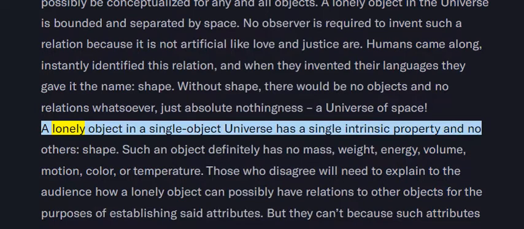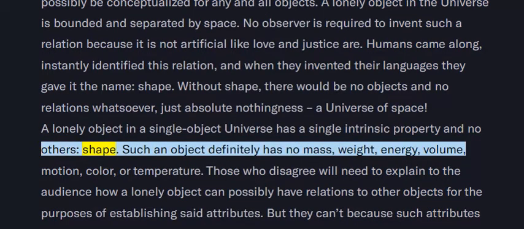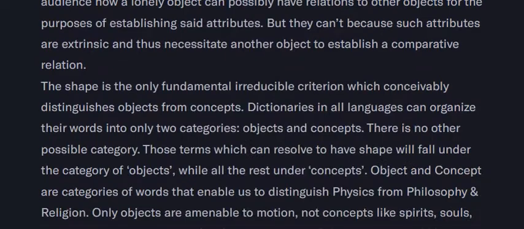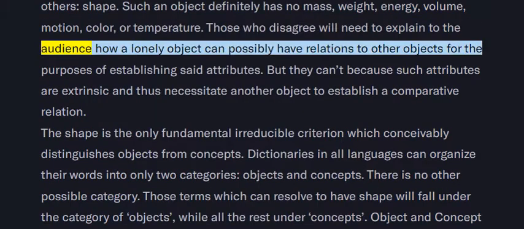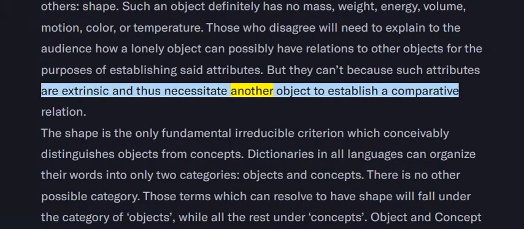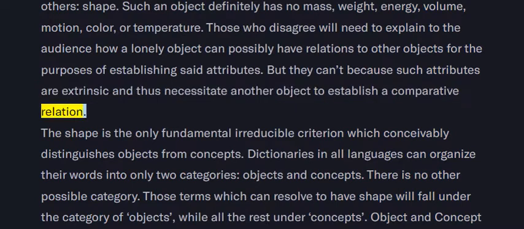A lonely object in a single object universe has a single intrinsic property and no others, shape. Such an object definitely has no mass, weight, energy, volume, motion, color, or temperature. Those who disagree will need to explain to the audience how a lonely object can possibly have relations to other objects for the purposes of establishing said attributes. But they can't because such attributes are extrinsic and thus necessitate another object to establish a comparative relation.